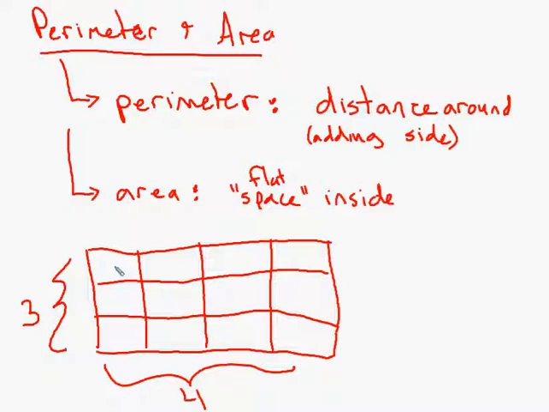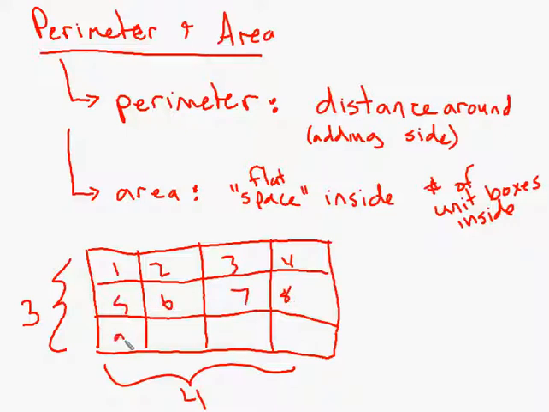Now one way to count the area would be to just count the number of boxes. And that's how we talk about area usually, is the number of unit boxes or squares inside the shape. So we could count all these, 1, 2, 3, 4, 5, 6, 7, 8, 9, 10, 11, 12. And you know from previous years of geometry that would not be a very efficient method to find the area. But we could do that. But there's a faster way.